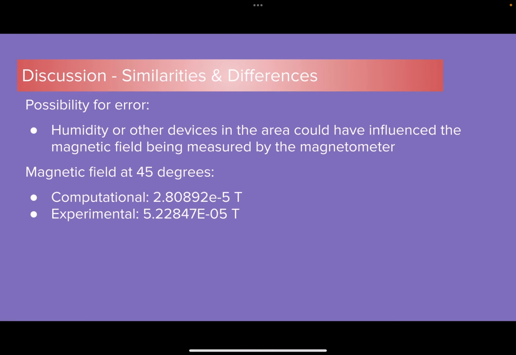Some possibilities for error could have been that there was a lot of humidity, which there was a lot that day, it was raining, or there were other devices in the area that could have influenced the magnetic field being measured by the magnetometer, which is also true of any presence of metals, and there were phones and iPads around which could have contributed to the magnetic field being off in our calculations. We also found that our computational model was 2 times less than that of our experimental, but because of all the errors present, our computational model is probably more accurate, and also it's not likely that our only magnetic fields present are from the bar magnet and from the Earth.